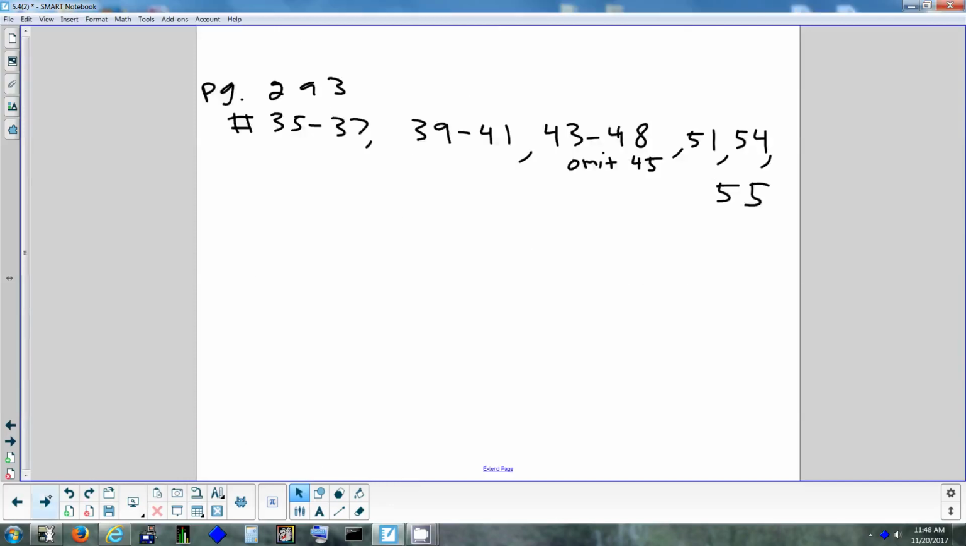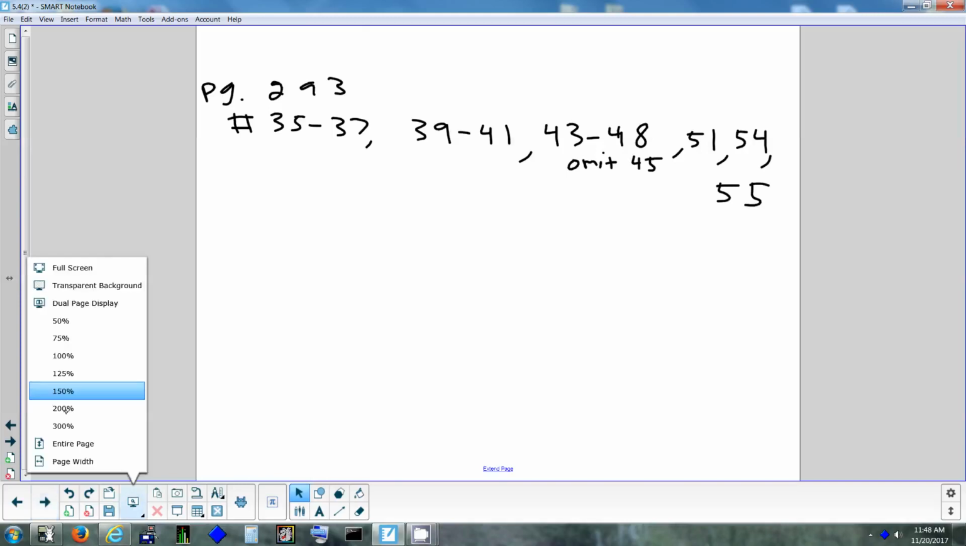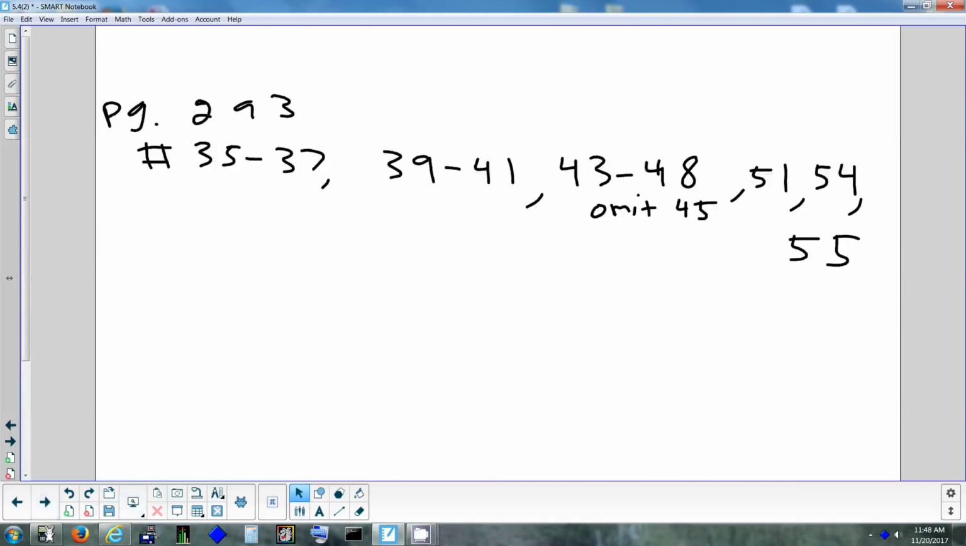All right. Okay, so the homework tonight is on page 293. It's 35 to 37, 39 to 41, 43 to 48, but you can skip 45, and 51, 54, and 55. And you've got a little over 15 minutes or so. So there's some extra books, okay, if you want to try to get started on it. Tomorrow we will finish up chapter 5, and that'll finish up everything we're going to do before the Thanksgiving break.